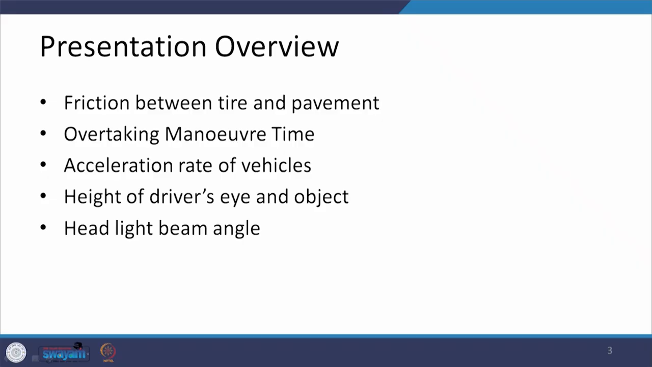Now from here we are going to continue forward, and what we are going to talk about today are friction between tire and pavement, the overtaking maneuver time, the acceleration rate of vehicles, height of driver's eye and object, and headlight beam angle. If you look at these factors, they are not specifically related to one type of side distance. They are related to all such side distances which we have otherwise talked about in terms of their types. And as per the requirement, out of these factors, we are going to utilize them one by one.